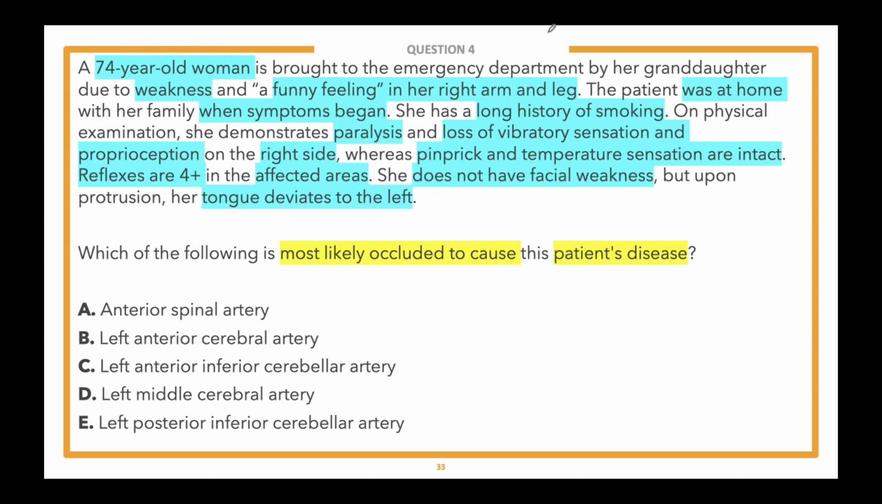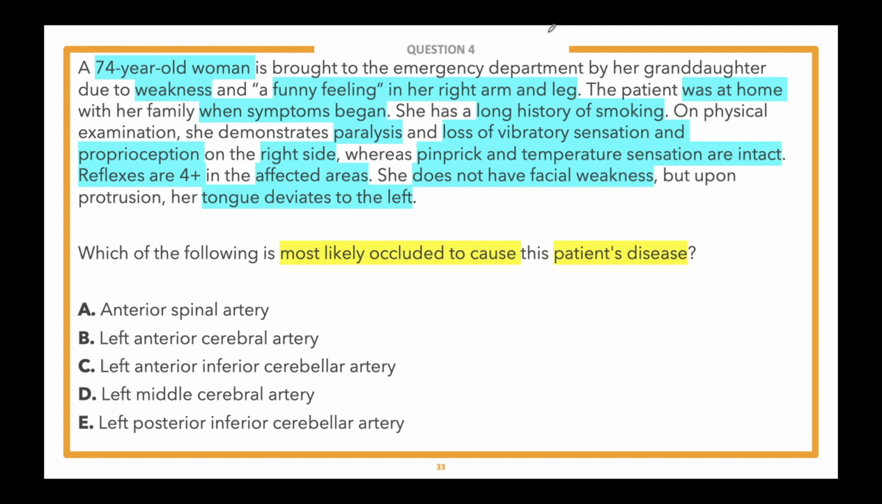So answer choice E, left posterior inferior cerebellar artery. D, left middle cerebral artery. C, left anterior inferior cerebellar artery. B, left anterior cerebral artery. And A, anterior spinal artery. So we have a lot of arteries there that we need to wrap our head around.